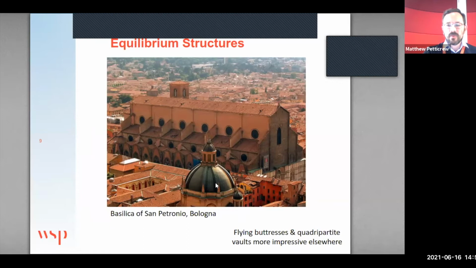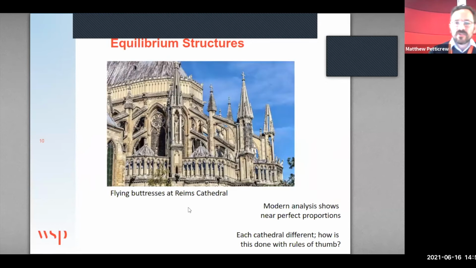The question that I would really like to start by asking is that each cathedral that we have that's well known and has these incredible delicate features is slightly different. How is it that the medieval masons were able to demonstrate that these structures could stand safely using only rules of thumb?